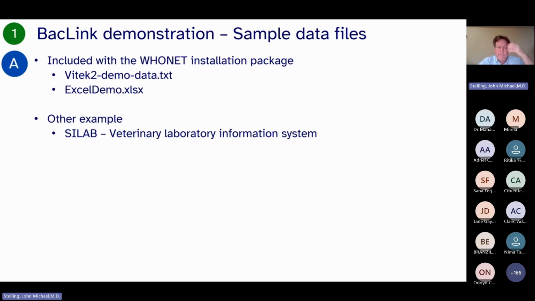And then getting started with WHONET. I'll show 3 sample data files. 2 of them are part of the WHONET installation package. One comes with the Vitek 2 demo data. One is called Excel, and you have access to those when you download WHONET. I'll also demonstrate SILAB, which is a veterinary lab information system developed by IZS in Teramo, Italy, with the active support of the Food and Agricultural Organization. I was in Ethiopia last week for a regional meeting of animal health laboratories in Africa. SILAB is used in approximately 20 countries, mostly in Africa, and a few in Southeast Asia that are piloting it.